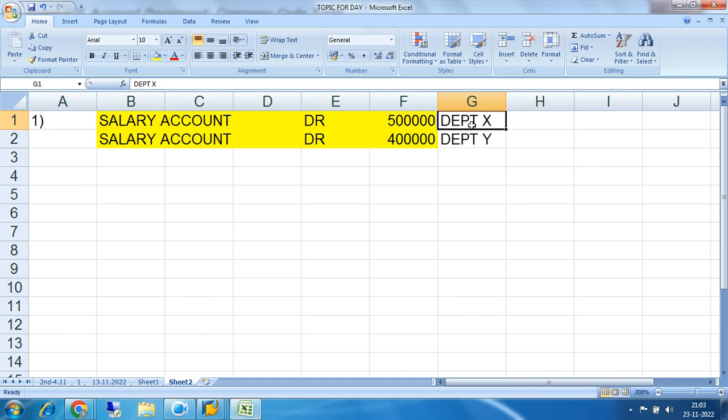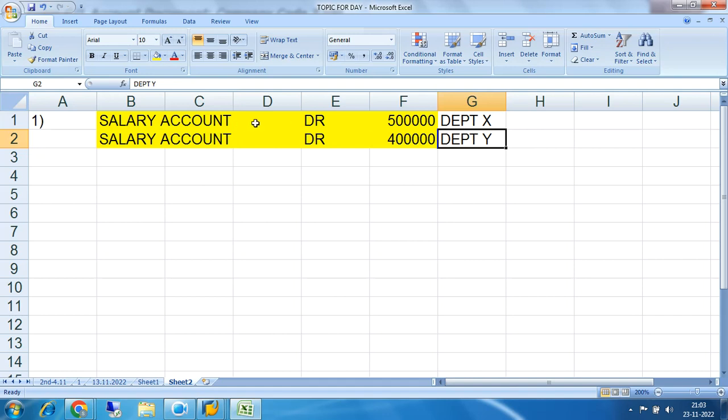Cost center, profit center, or business area, these are called account assignment objects. That means the object of this cost is the object of this account assignment. That means the salary account will be assigned to department X, and this salary account is assigned to department Y. So this is the account assignment object.